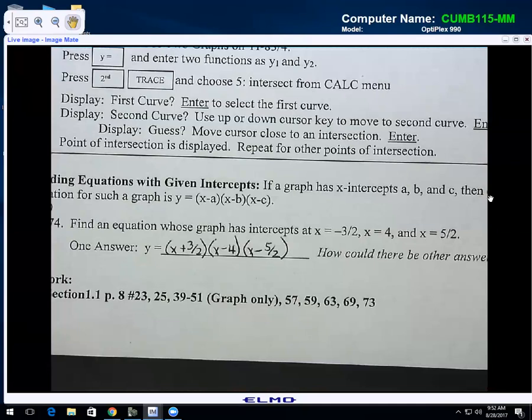Put a coefficient on there, and it will compress it or expand it or maybe flip upside down, but it wouldn't change the x-intercepts. All right, here's the homework.